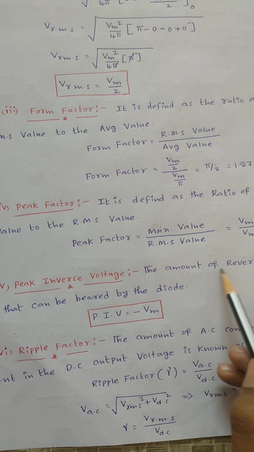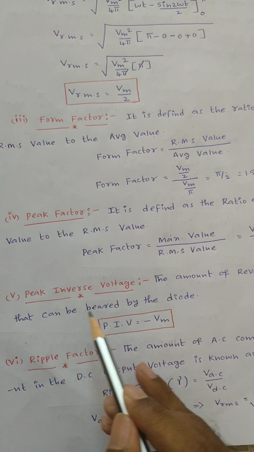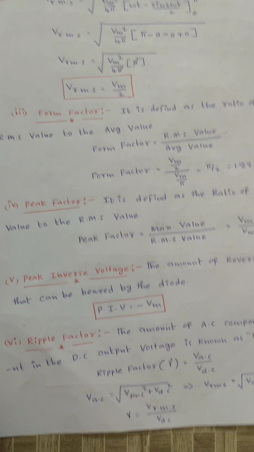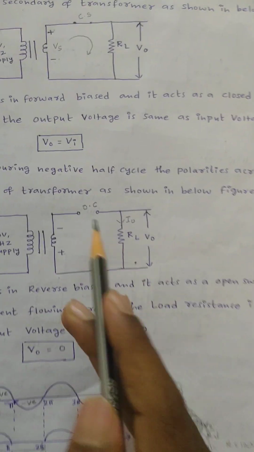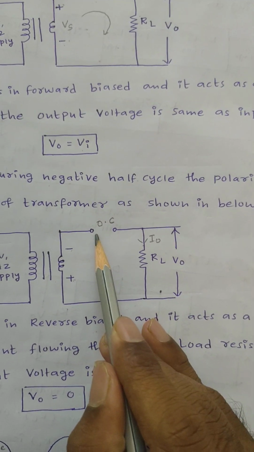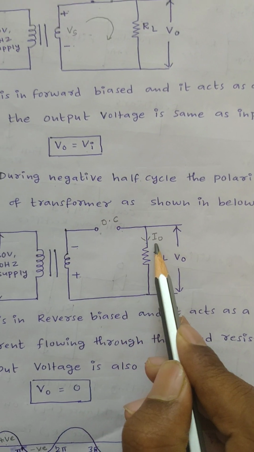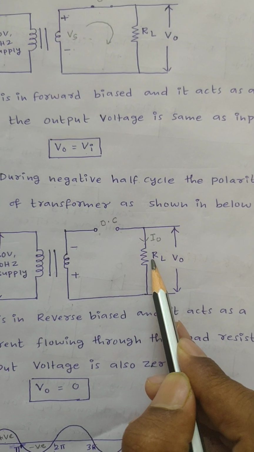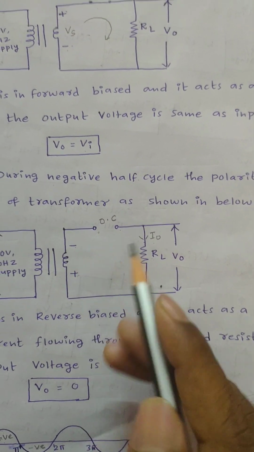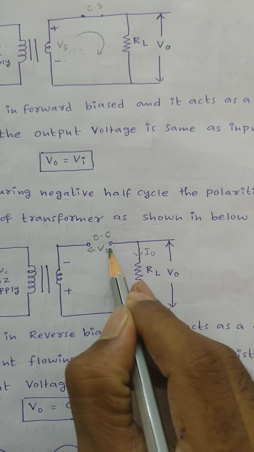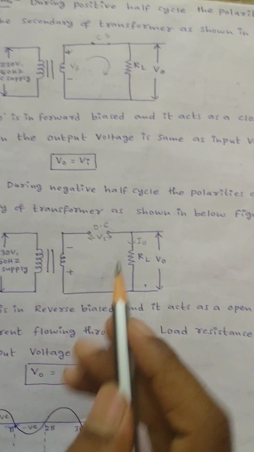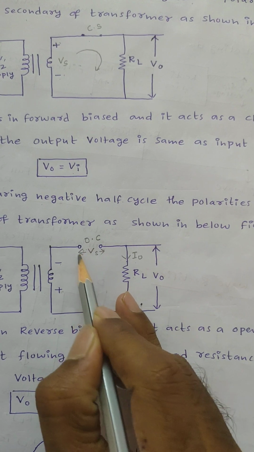Next, peak inverse voltage. The amount of reverse voltage that can be borne by the diode is nothing but peak inverse voltage. Now see here from the operation: when the diode is in reverse bias, it acts as an open switch, right? No current is flowing through the load resistance. In this condition, the total supply voltage is applied across the open circuited contacts of the diode. That means the diode must bear this voltage.